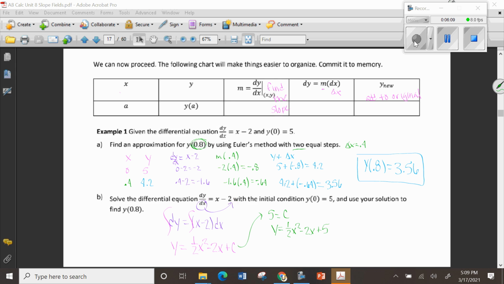And what we're going to do is grab the calculator and plug in 0.8. So y of 0.8, I'm going to grab the calculator and see how close our approximation was. If I plug in 0.8 for x, I should get, hopefully you said, 3.72. So we were not too far off when we solved it all the way out.